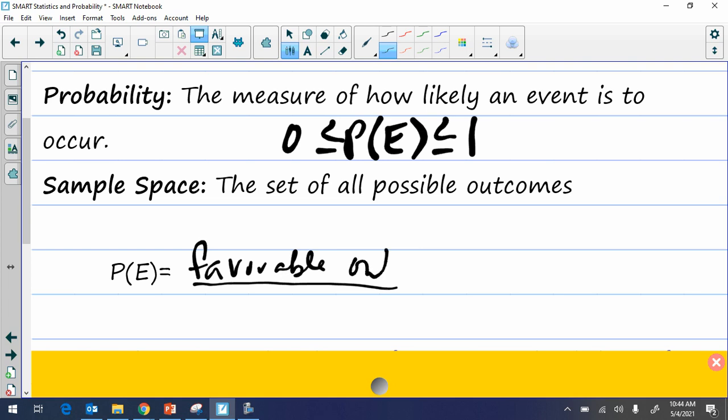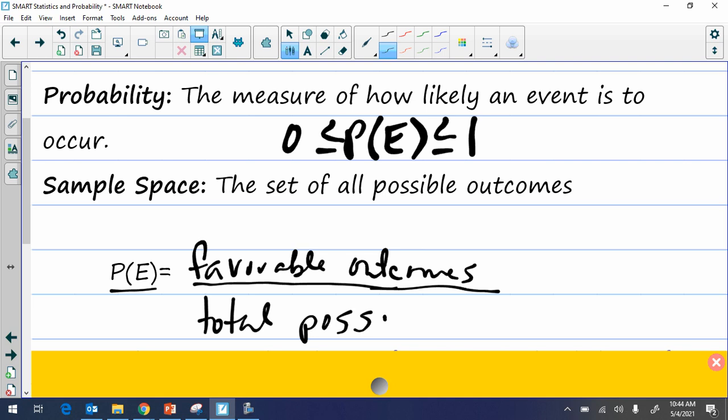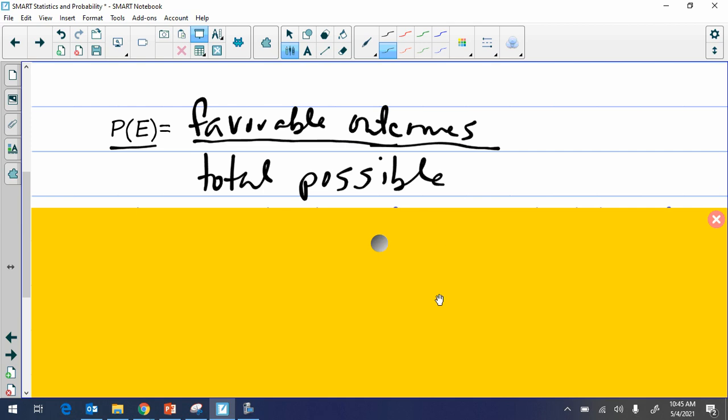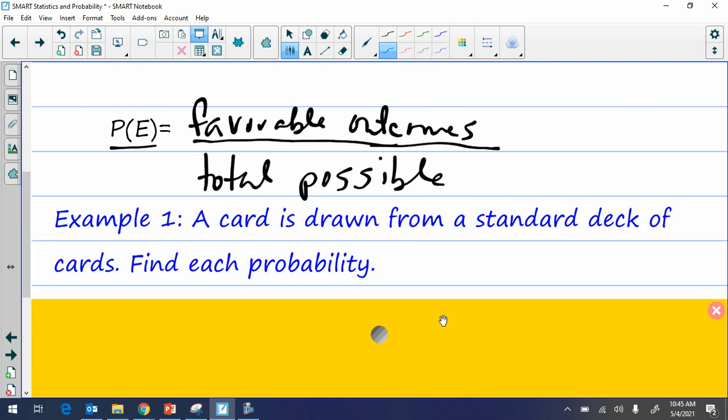So the thing we're looking for, oh, I should mention, this means probability of event E. So favorable outcomes over total possible. So it's just going to give me that fraction. So let's look at some simple ones, and by simple, I mean just one thing is happening.